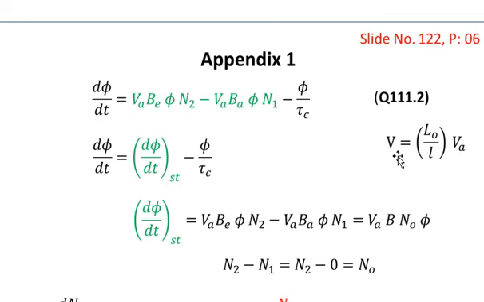And here capital V, the volume of the active medium, is equal to L naught, the length of the cavity, divided by L, the length of the active medium rod or the active medium region, and Va is actually the volume of the active medium region, whereas capital V is the total volume of the resonator.